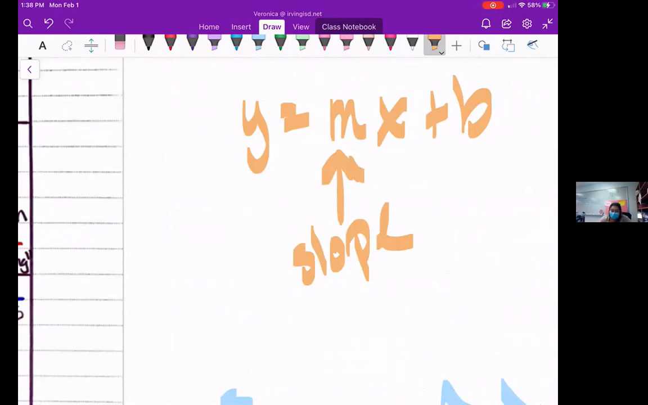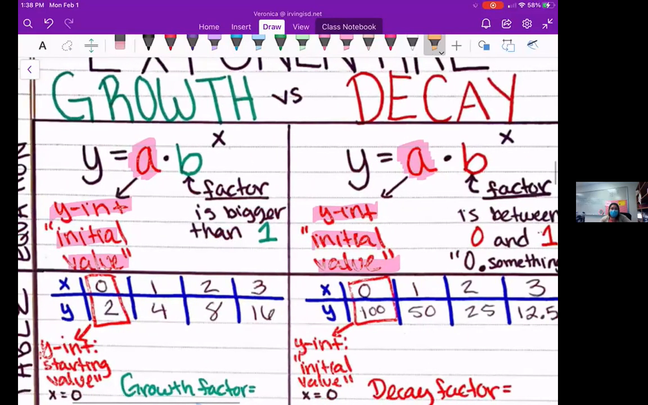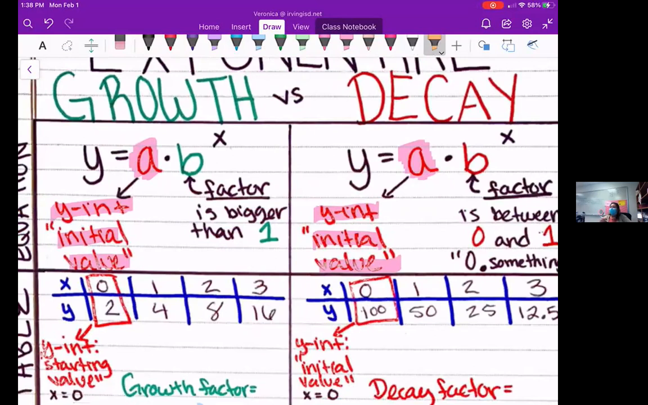So I know that my slope is always next to the x and my y-intercept is always by itself without the x. So if you look at our equations for growth and decay, you should also notice that your a, what we call the y-intercept, does not have the x. Do we all see that, right? Just like linear functions. You're also going to notice that we have this b for both of them. And they both have the x as their exponent, which is why that one is your factor. Remember, factor means to multiply. So you're going to multiply that b by itself x many times.